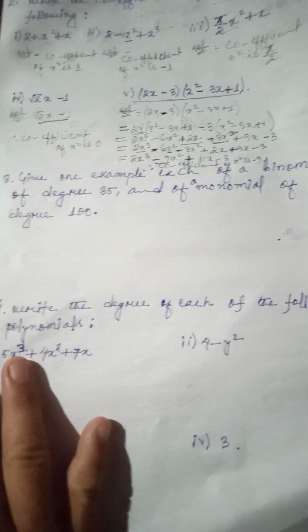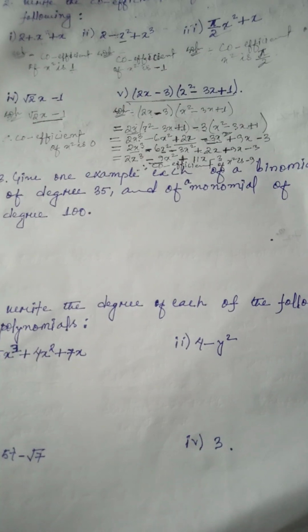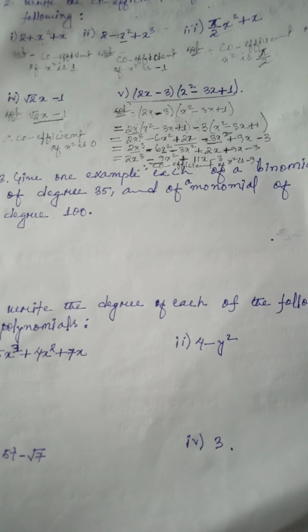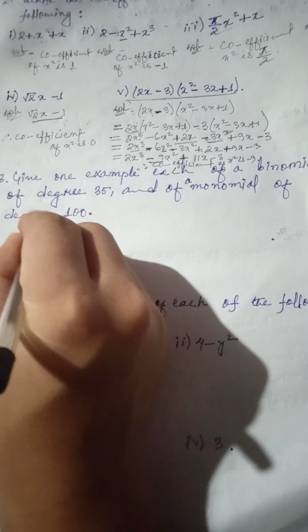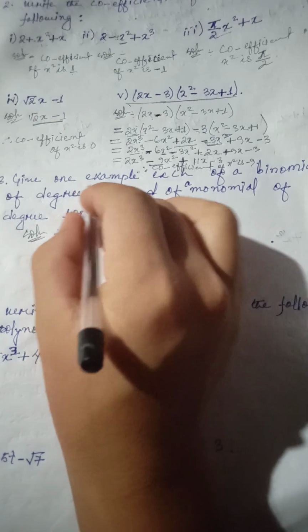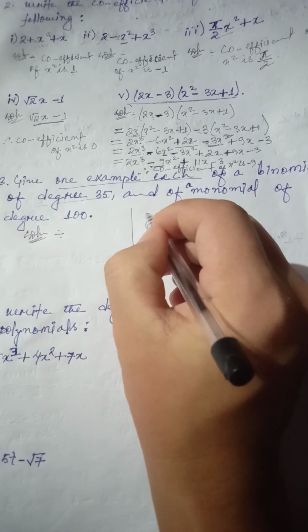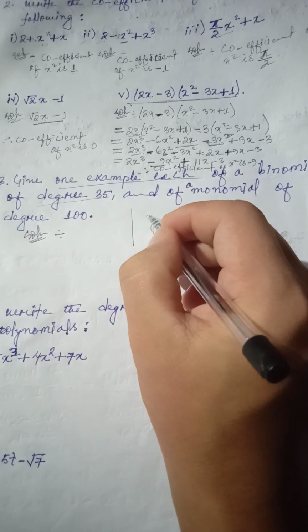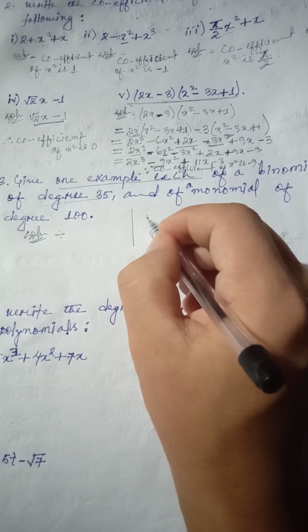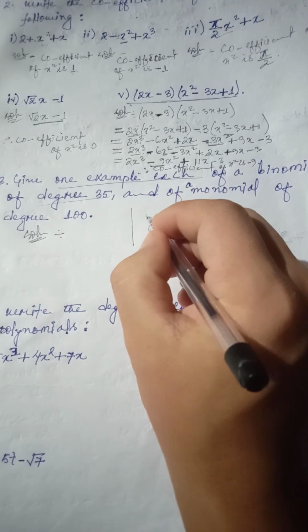As we can see in question number 3, we need to give some examples. One example each for a binomial of degree 35 and a monomial of degree 100. Here you can take any variable like m, n, or as per you want. It's up to you. First, let us write an example for a binomial of degree 35. If it talks about binomials, that means 2 terms. The 2 terms may be separated by plus or minus, so that is up to you, whatever sign you want to take.